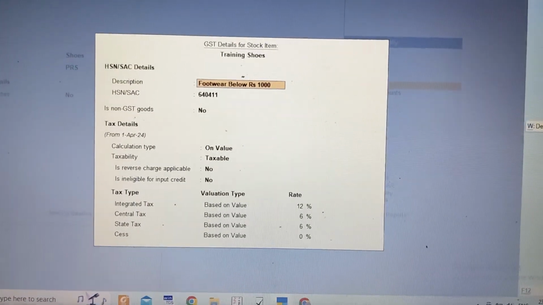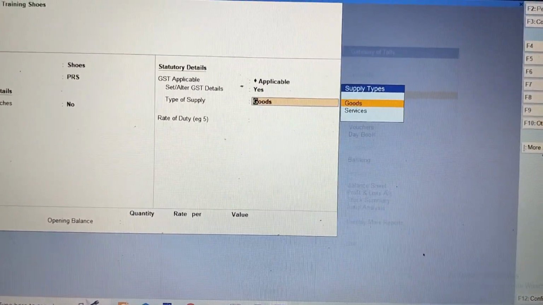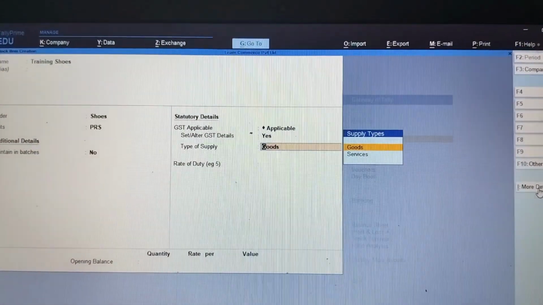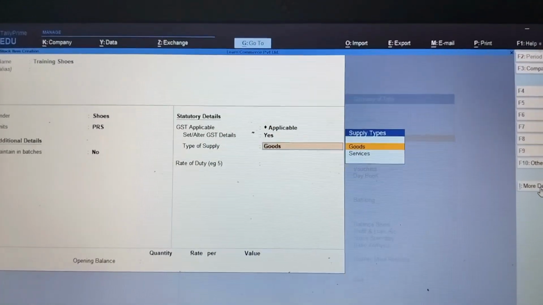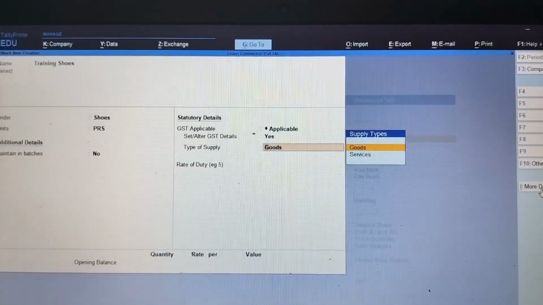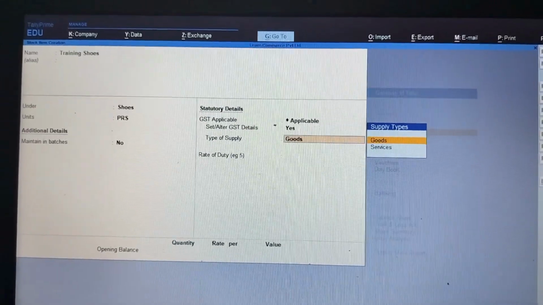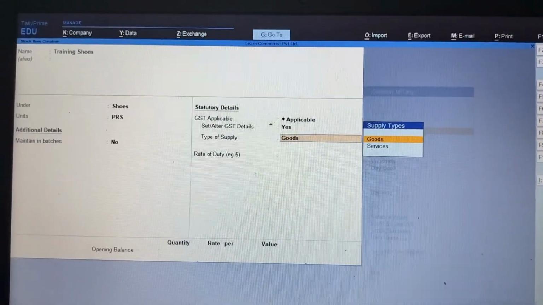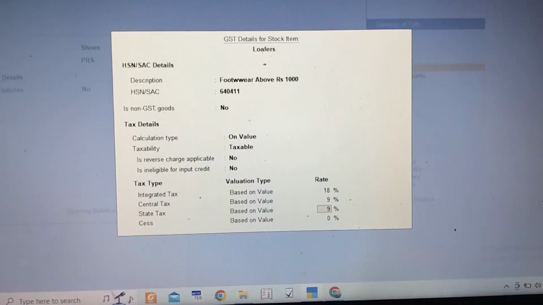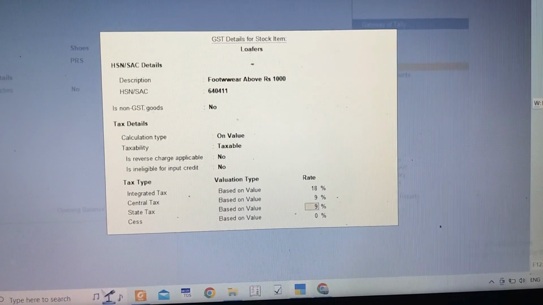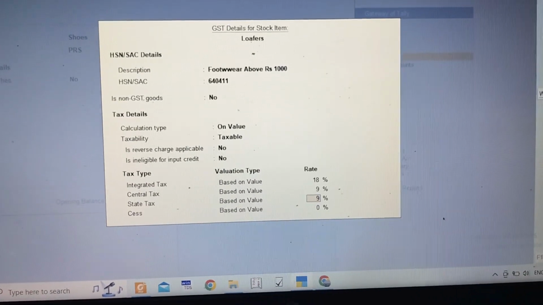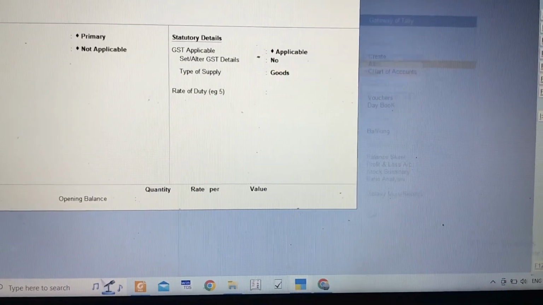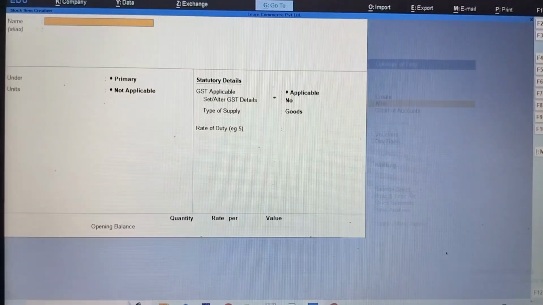So hope you understood the creation of stock items. Stock item I have taken training shoes, or you can take any shoes like running shoes, sports shoes, loafers, anything, but I have taken here training shoes under shoes stock category, and then units, pairs, then I have given all details. Now let me accept this. For footwear whose price is above 1000, it's 18%. So friends, I am accepting. I have created stock items 2 to 3 for ease of understanding.